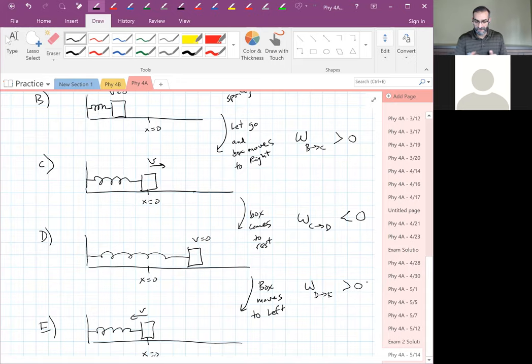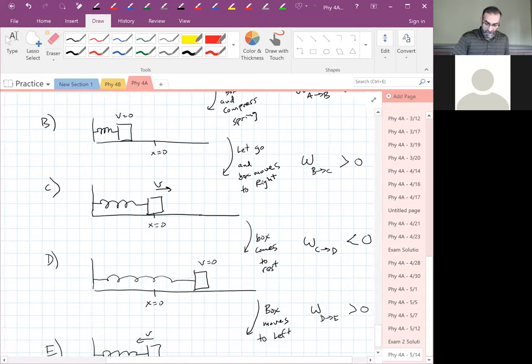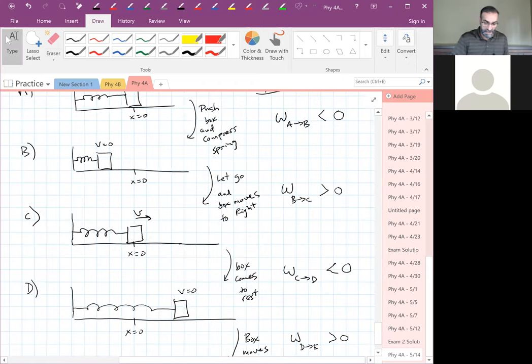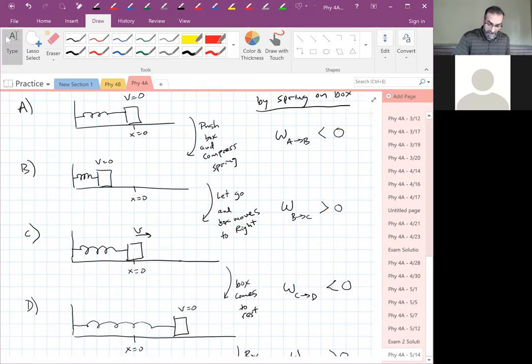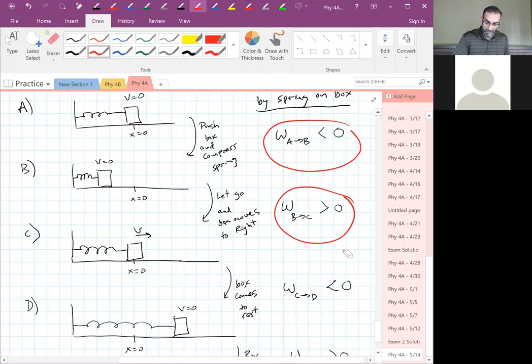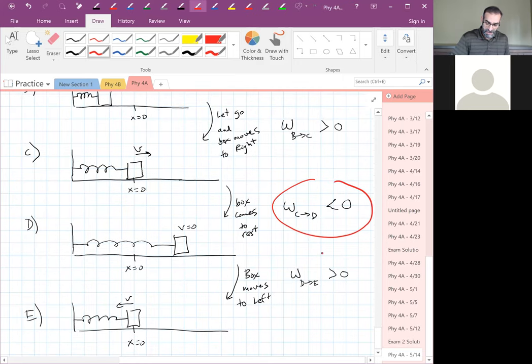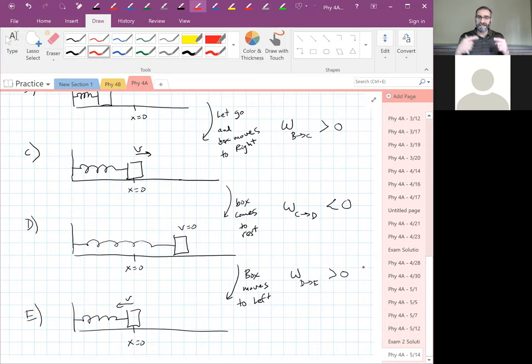Okay, so you can see here, a spring, it doesn't matter whether it's stretched or compressed. Here, the spring is compressed and doing negative work. And here it's compressed and doing positive work, okay? Here it's stretched and doing negative work, and here it's stretched and doing positive work. It does not matter, stretched or compressed. What matters is the force in the same direction as the motion. If they're in the same direction, the work is positive. If they're opposite, it's negative. Okay, you have to just look at the situation.